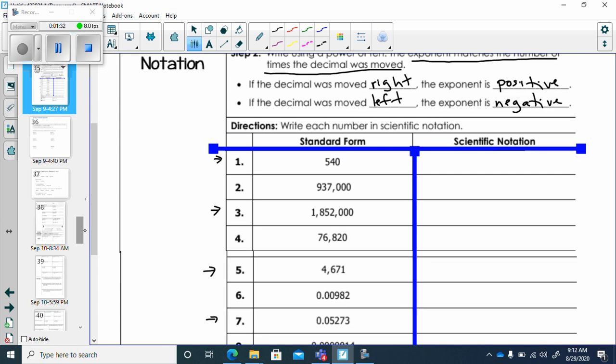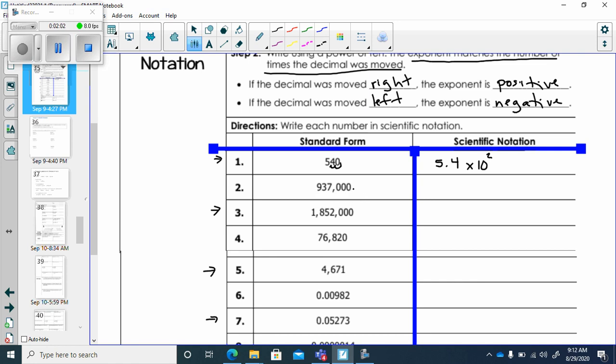Let's do a few of them here. We've got 540. We know the decimal needs to go between the 5 and the 4. So that's 5.4, and I don't put the 0 there because you don't have to put the extra zeros back there. 5.4 times 10 to the, well, this number is greater than 1. We're moving the decimal to the right. It's going to be a positive exponent. It's being moved 2 places. Times 10 to the second power.